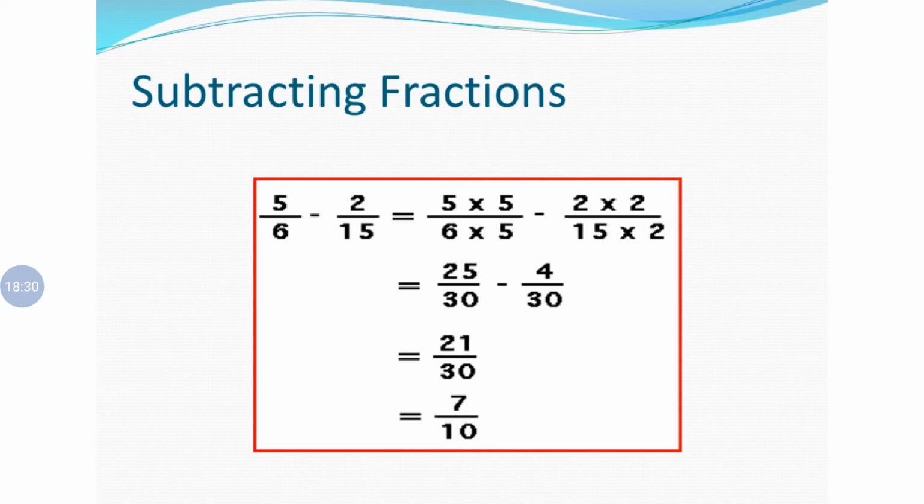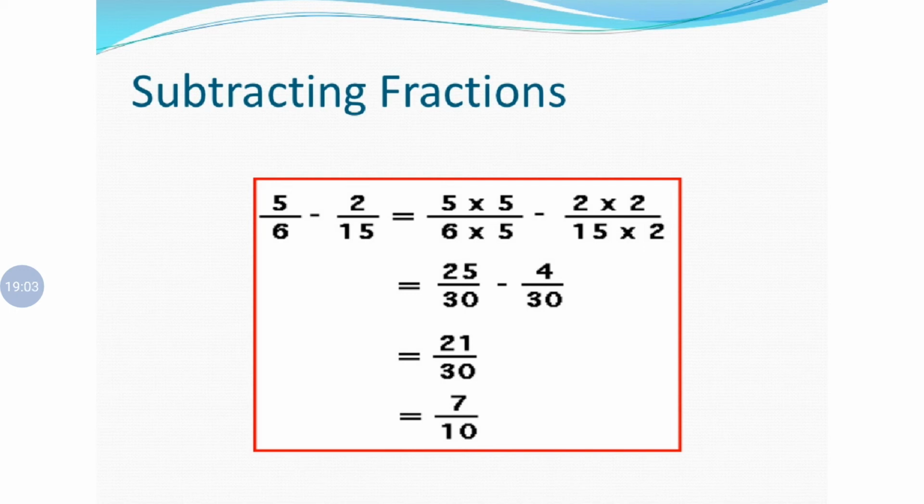LCM of 30. So the denominators are different, we take the LCM. The LCM of 6 comma 15 is 30. How will you make them 30? 6 5s are 30. Numerator and denominator multiply by 5 by 5. 5 5s are 25. 6 5s are 30.